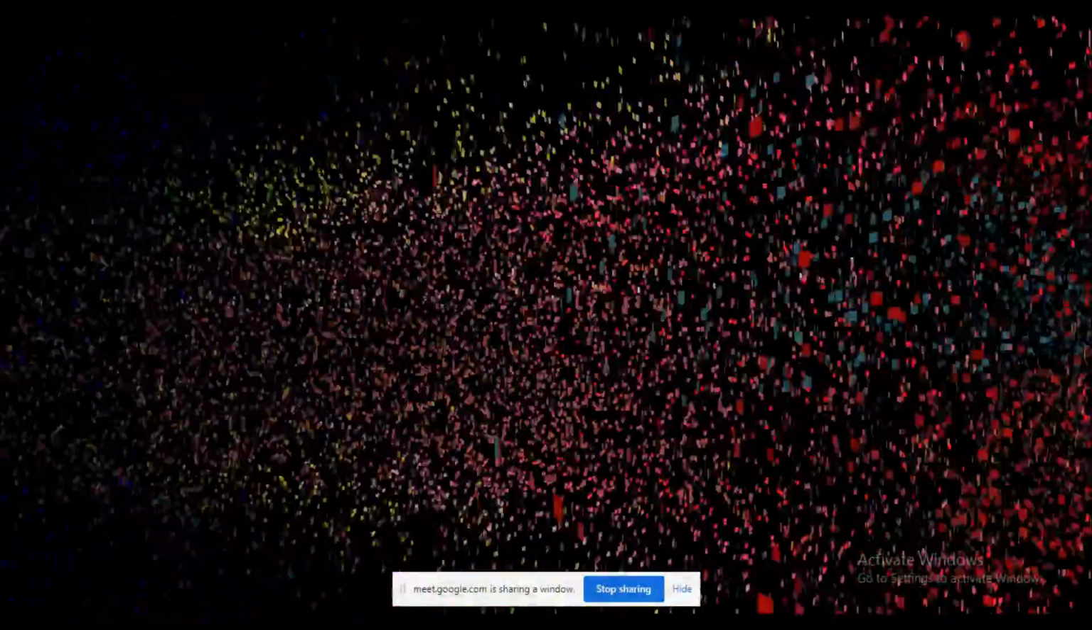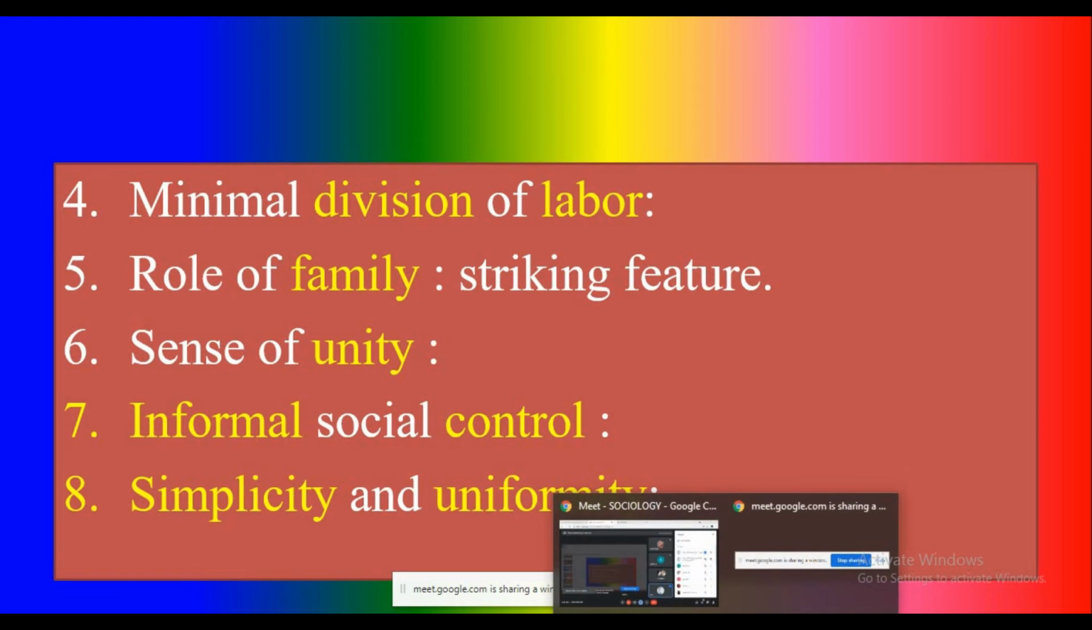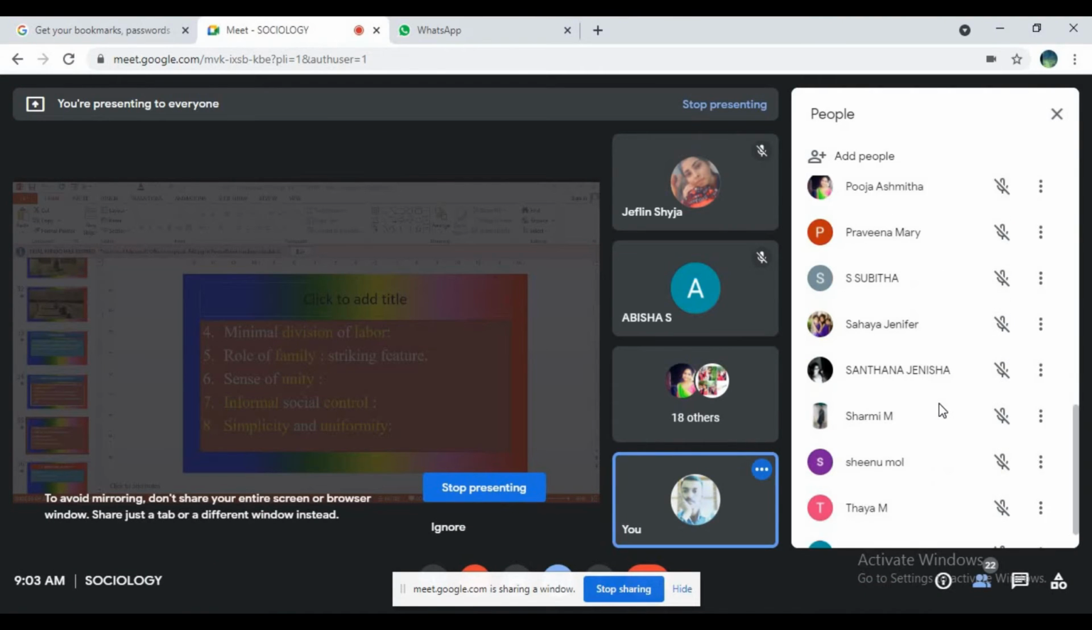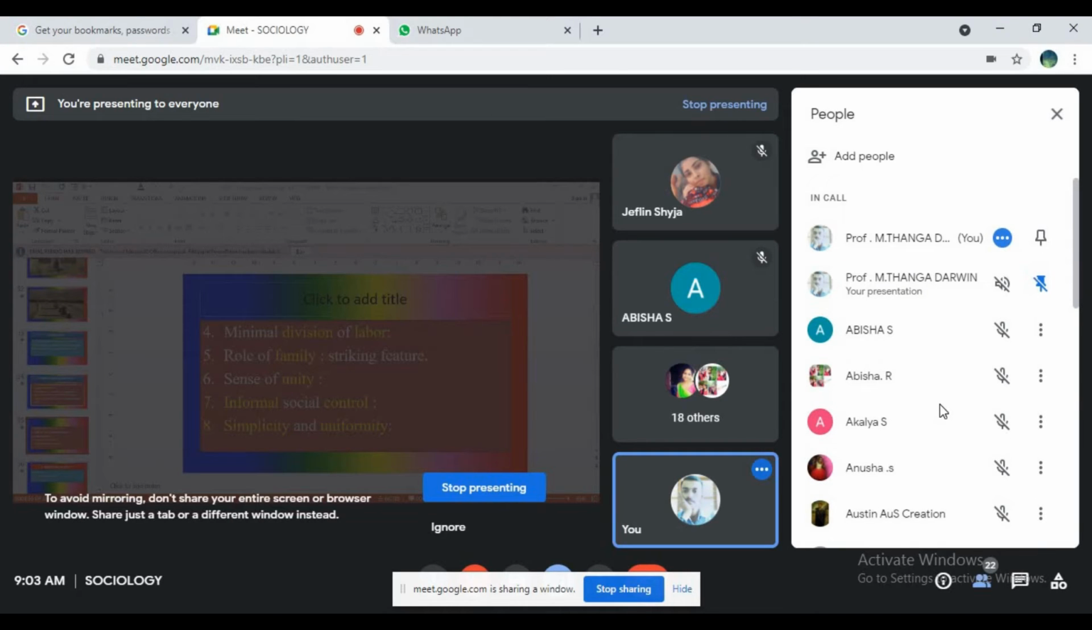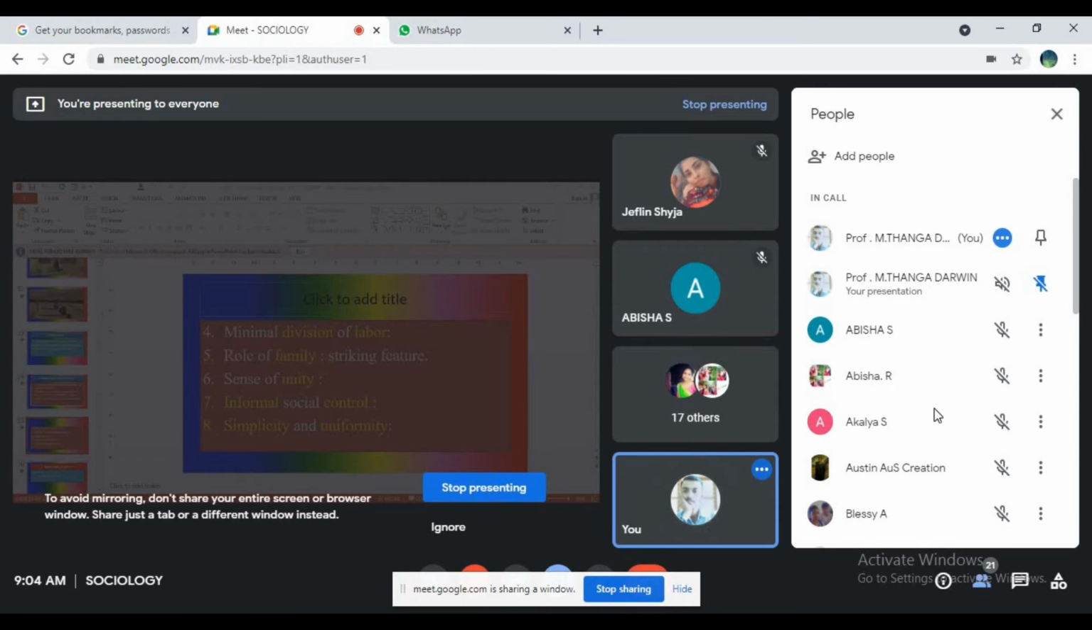Any question about this agrarian society? Abhisha, yes. Abhisha. Yes, sir. Can you define agrarian society?